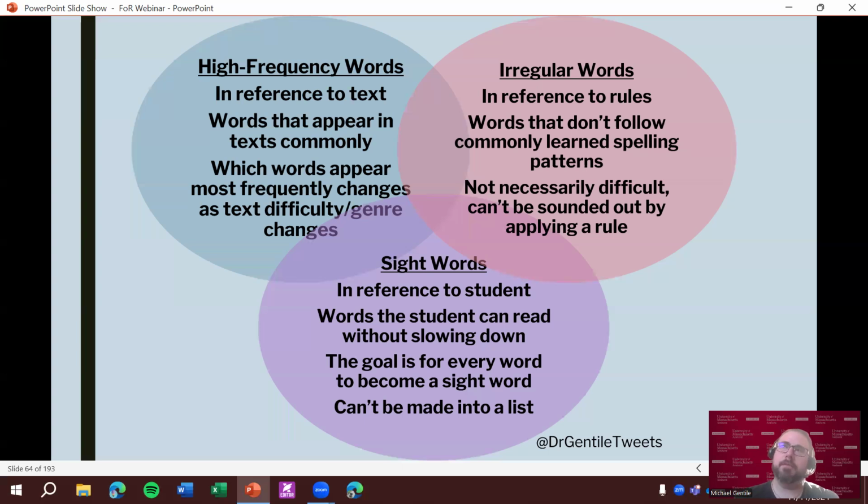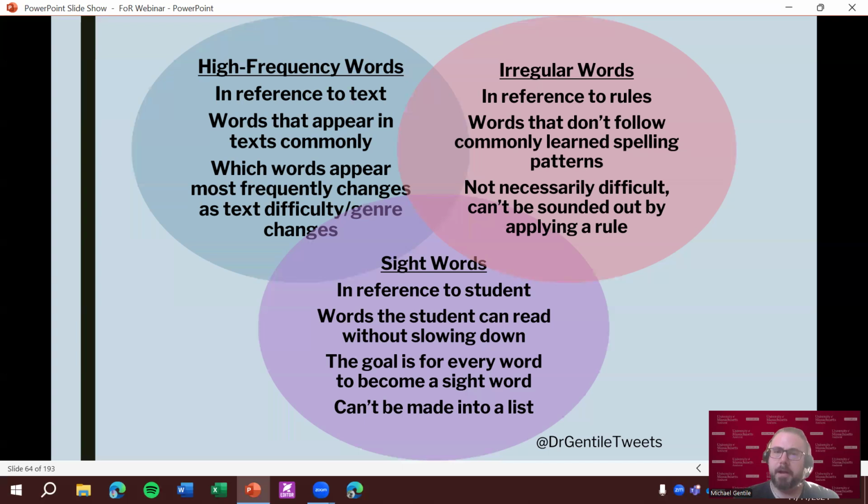Like I said in the previous slide, beautiful is a word that probably is not going to be a high frequency word for a kindergartner, but certainly we would consider it high frequency by the time the student is in upper elementary school and middle school. That is a frequently occurring word in text, and we would expect students to know it despite its irregularity, right? It's because it's just frequently appearing.